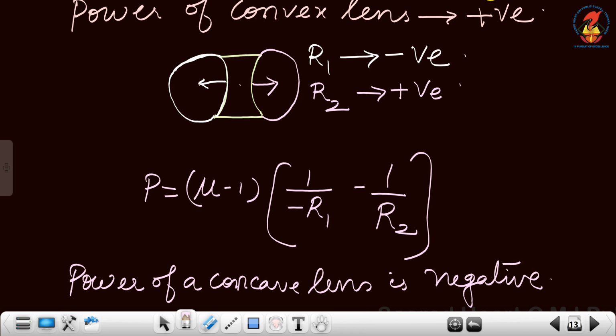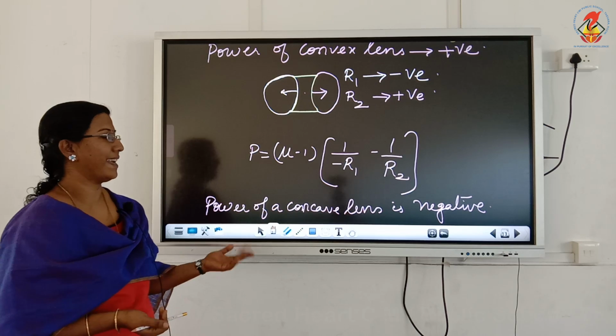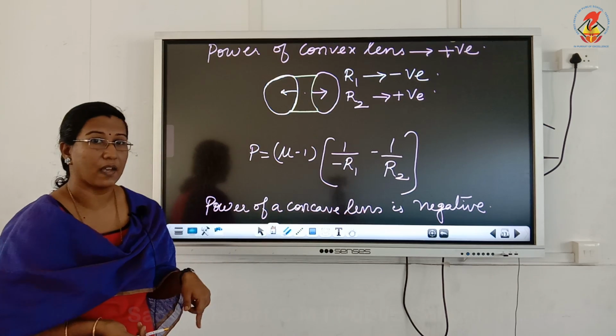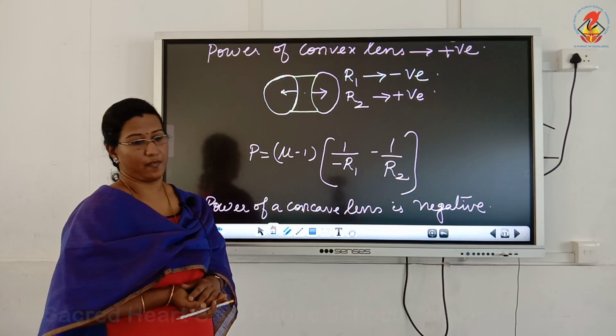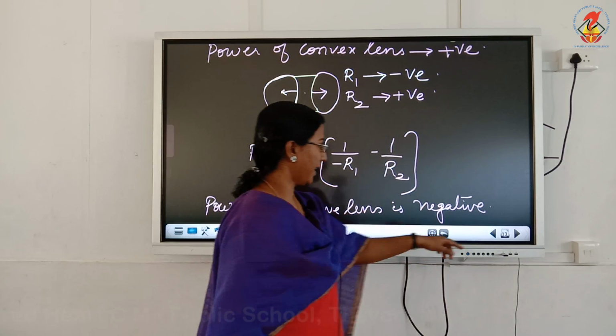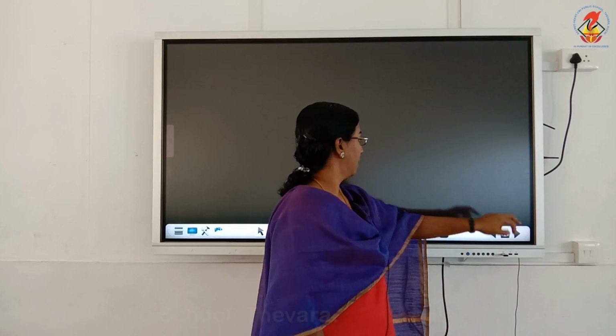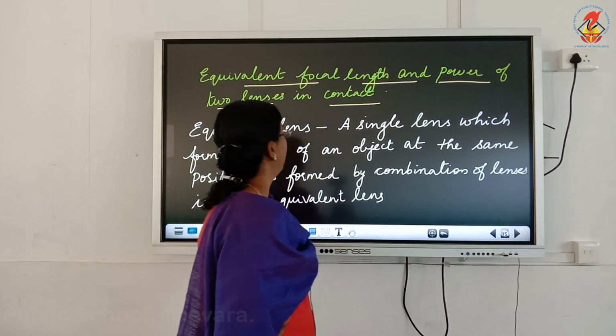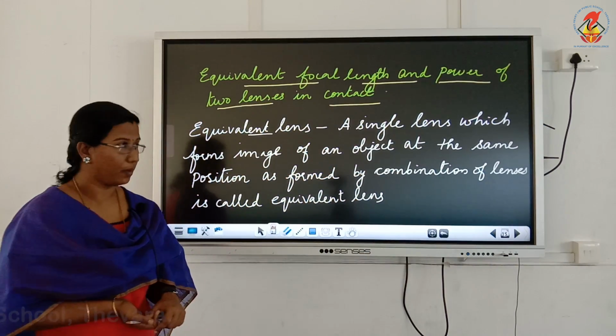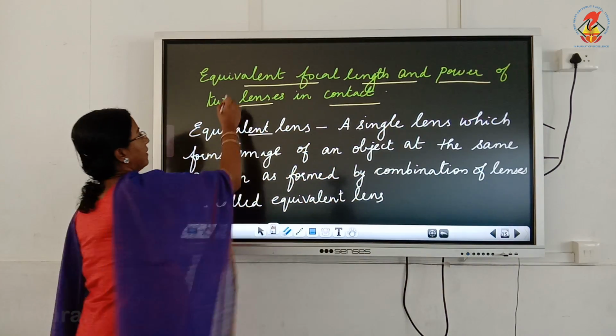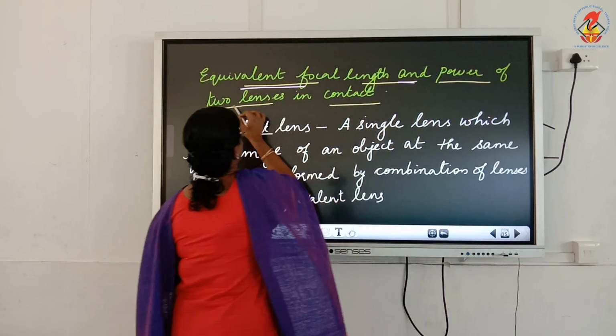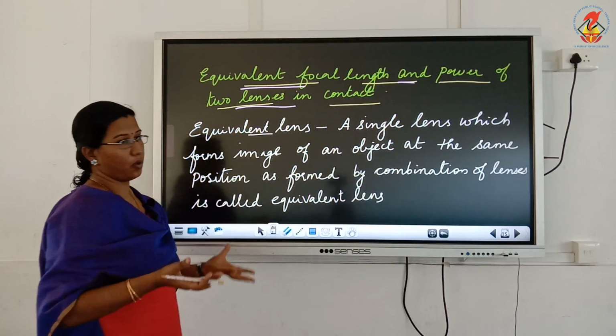So if your eye specialist suggests you use a lens which has negative power, it means they are using a concave lens, else you will be using a convex lens. Okay. Now let us go to the next topic in this video, that is equivalent focal length and power of lenses in contact. Equivalent focal length.